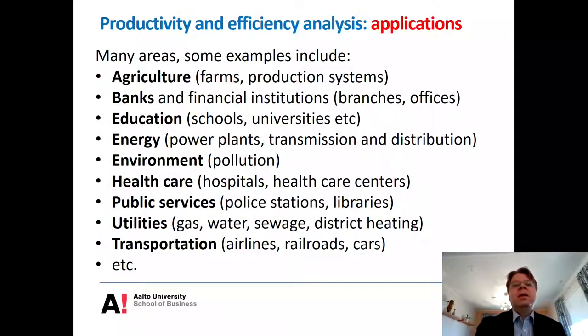Other utilities like gas, water, sewage and district heating are very similar to the electricity distribution example that we will consider in more detail in this course. There, the issue very often is that these types of utilities are local monopolies which do not face competition. So using efficiency analysis can help to provide incentives for those utilities to operate in a more efficient fashion and counter their monopoly power. Transportation is another example of a network industry, with airlines and railroads, where there has been a lot of market liberalization and deregulation in recent decades.